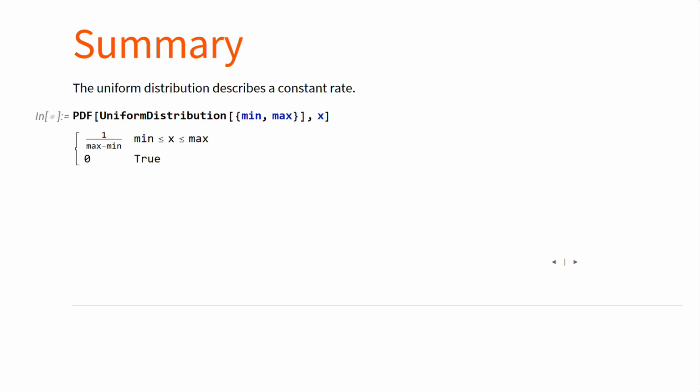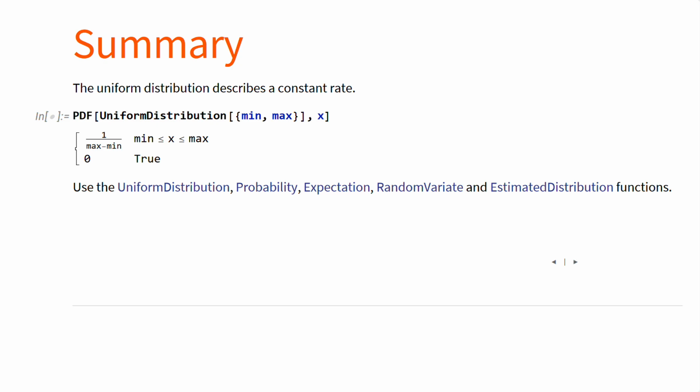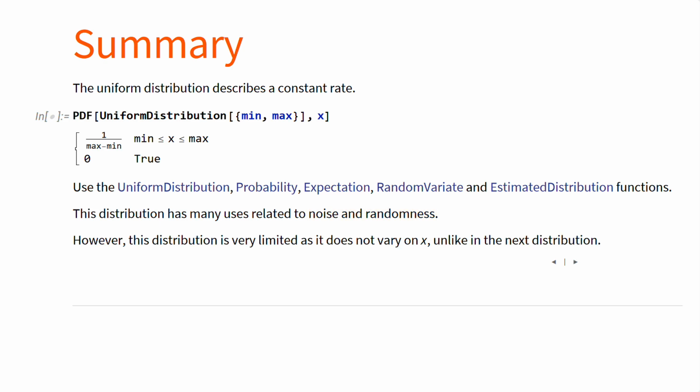So, to summarize, remember that the uniform distribution is a constant rate bounded by a minimum and a maximum. You can use UniformDistribution, Probability, Expectation, RandomVariate, and EstimatedDistribution functions to solve uniformly distributed problems. In practice, you see this distribution frequently associated to noise and randomness in general. But as seen in the beginning, this distribution is very limited and does not vary on X, unlike the next distribution.